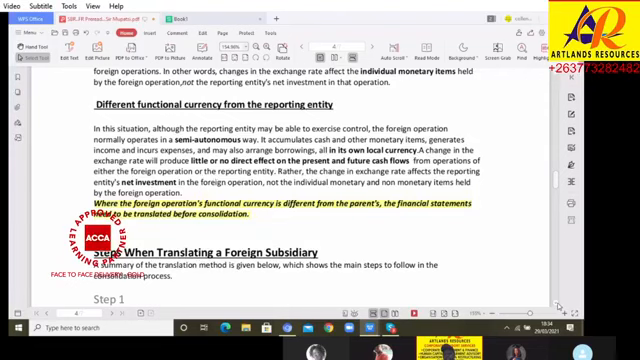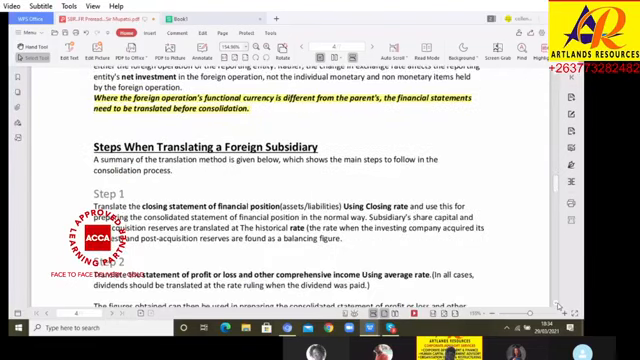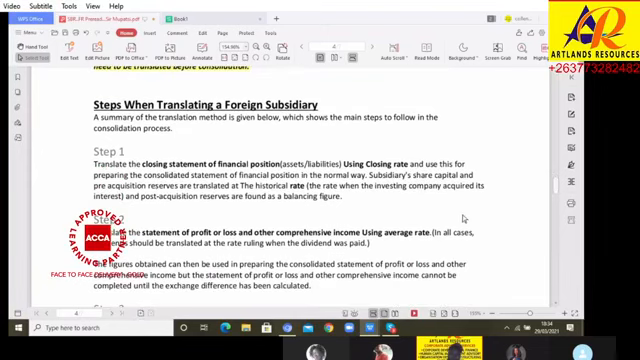And when you are consolidating, you follow these steps. These are the steps that you follow when you are consolidating a foreign operation. You know, we're about to finish. I'm just about to finish the rundown of the handout. Step 1, translate the closing statement of financial position. By that we are saying all assets and liabilities using the closing rate.